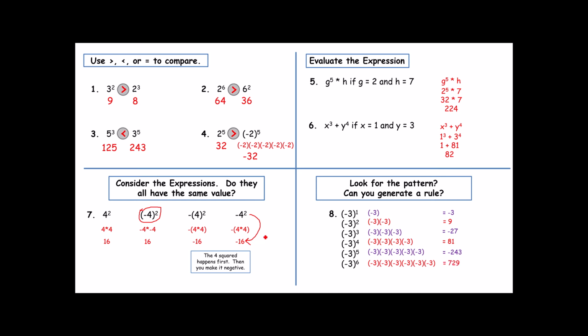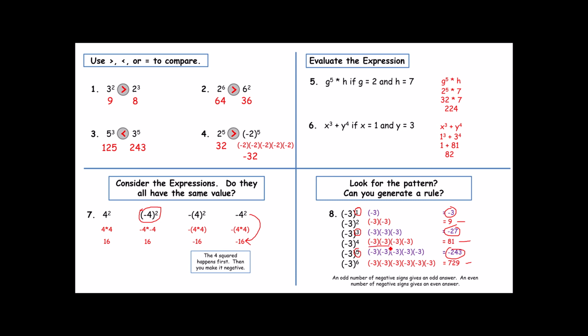Now, I might have gone a little overboard with color coding those, but hopefully you can spot pretty easily that all the ones that are in purple are negative, and all the ones that are in red are positive. In fact, that's due to the fact that these are odd exponents. Odd exponents will always give you a negative solution. Even exponents will always give you a positive solution. The reason for that is because a negative times a negative equals a positive.